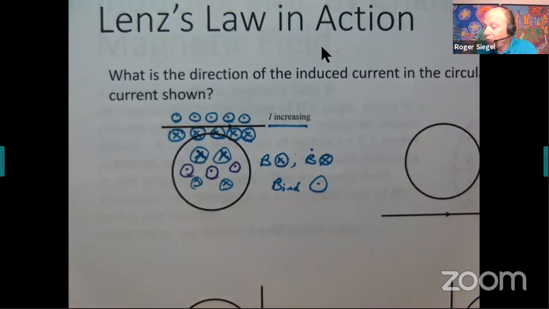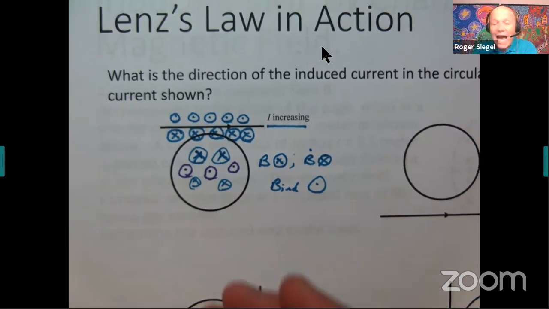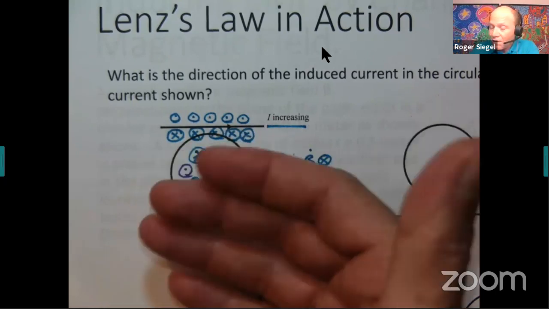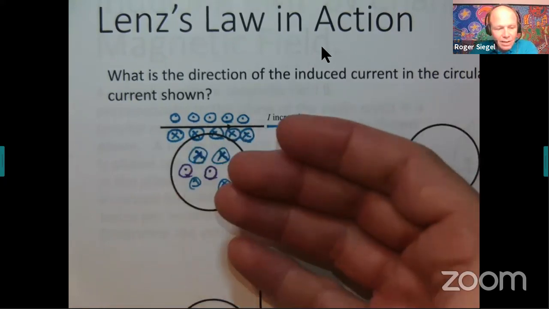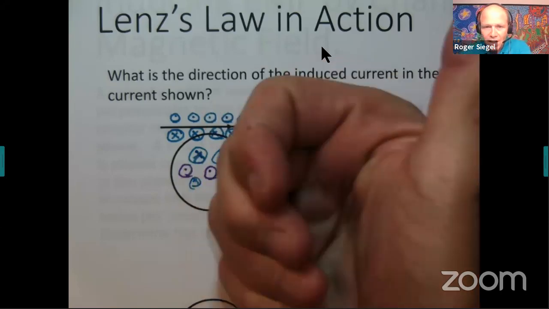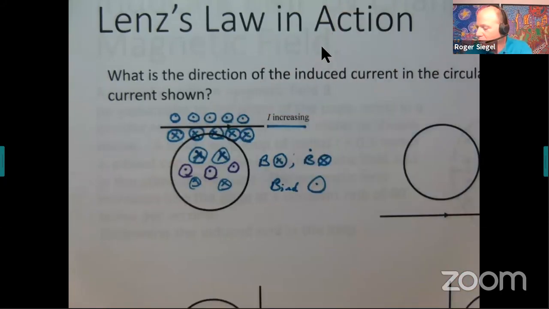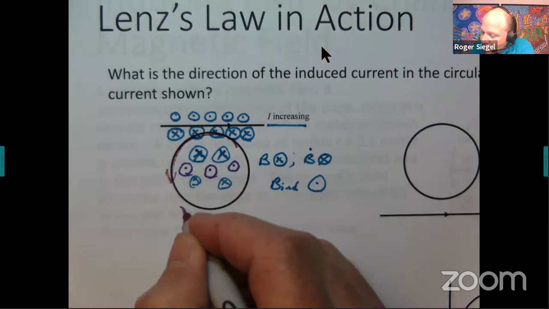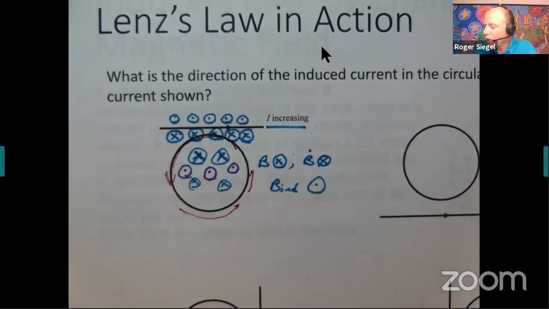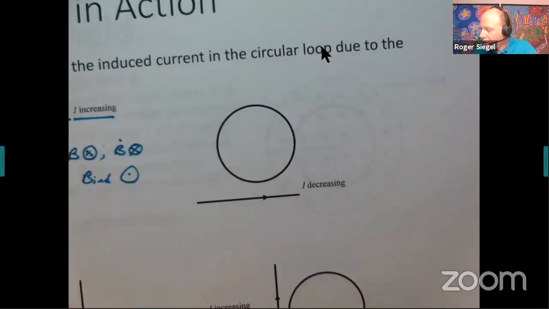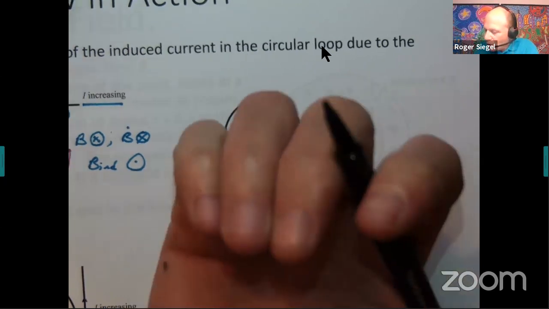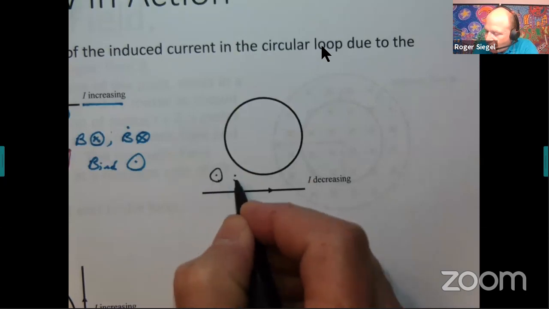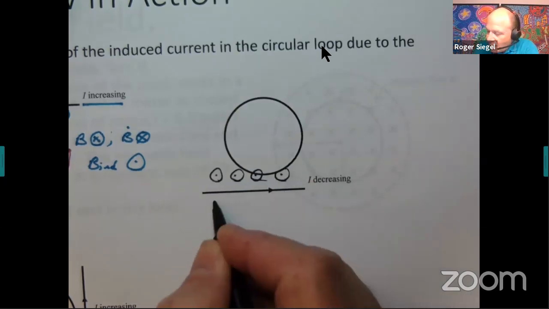And I know that if I have a B field that is coming out of the loop, I'm going to pretend, again, the grip rule, I'm going to grab this loop on the left-hand side and my thumb indicates the direction of the current. And so the current in this loop is going to be going clockwise, counterclockwise. Let's look at this one. The current is decreasing. I'm going to use the grip rule, and that means that the B field is coming out of the page here and going into the page here.